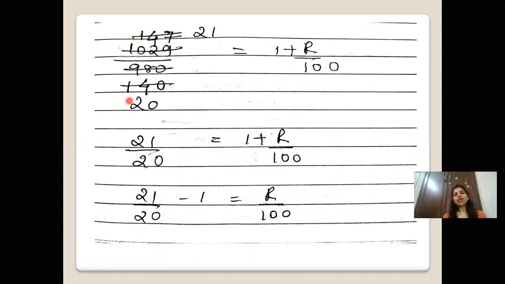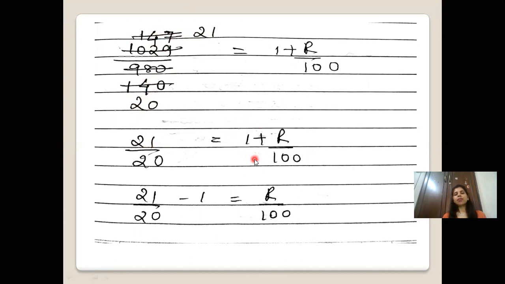So 7 ones are 7, 2 carry over, 7 fours are 28, 0. 7 ones are 7, 3 carry over, 7 fours are 28, 4 carry over, 7 sevens are 49. Now 147 and 140 can again be divided by 7. So 7 twos are 14, 7 ones are 7, 7 twos are 14, 0. Now you get 21 upon 20.